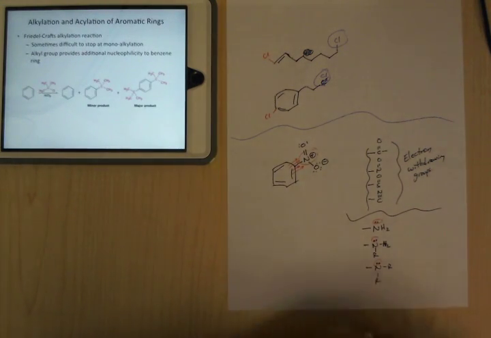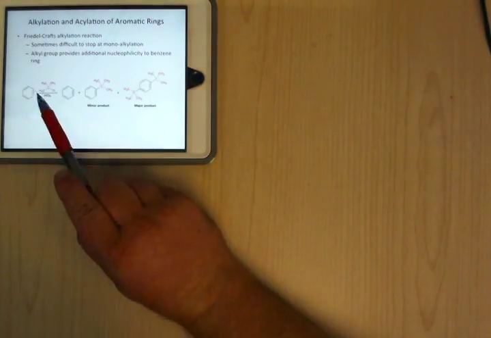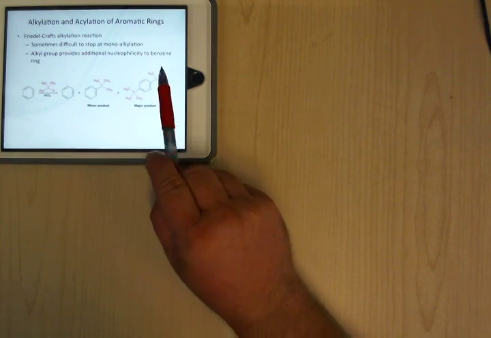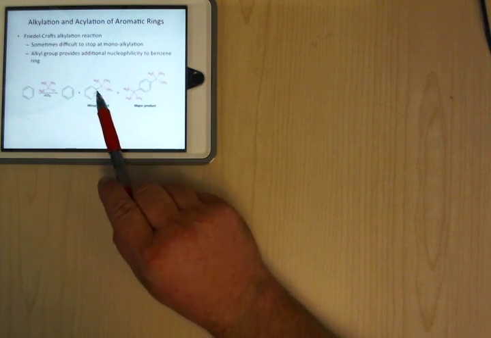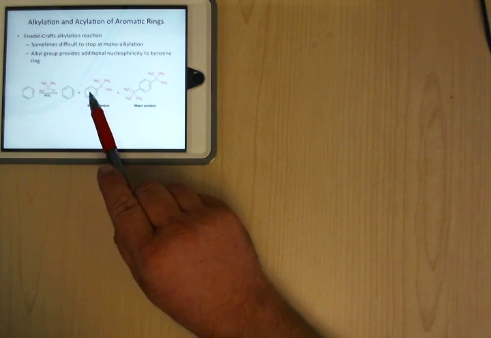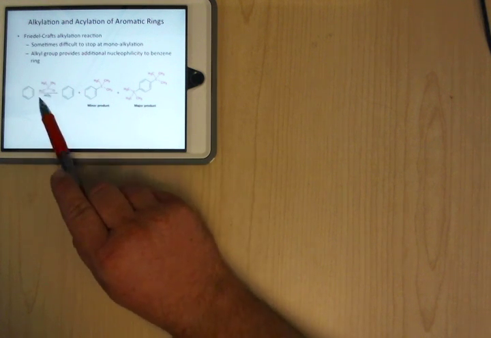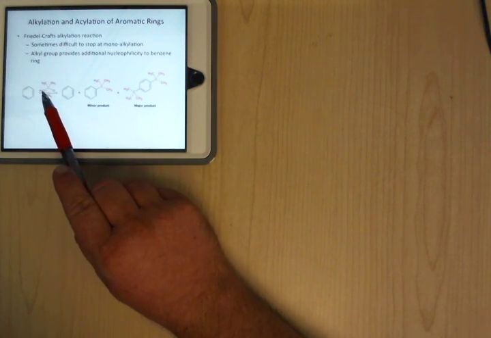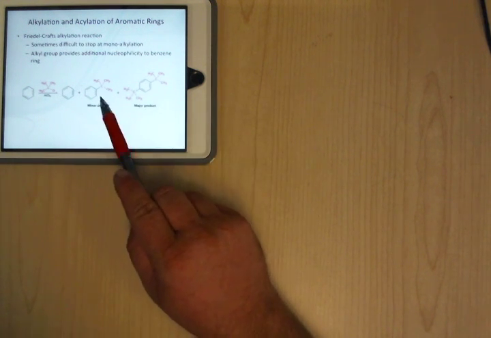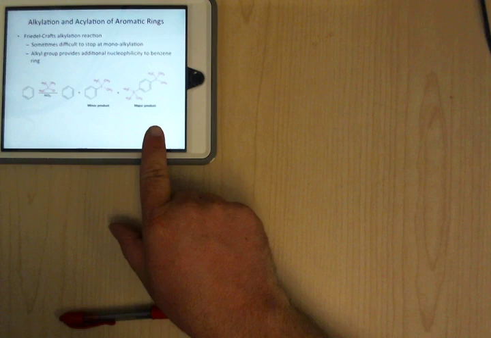Okay. The other issue, the next issue, is that sometimes it's tough to stop at one. When you do an alkylation, it actually slightly activates the ring even more, right? So you can go in and make a second product. If you put a lot of this alkyl chloride on there, you can get a lot of these extra groups put on. The minor product may be the single one on there, but you may get multiple ones put on. That happens.